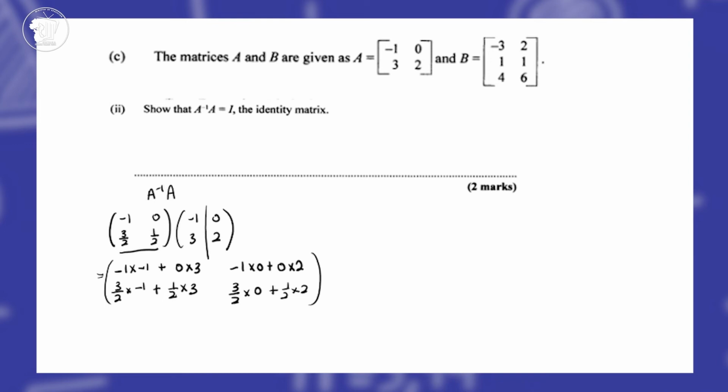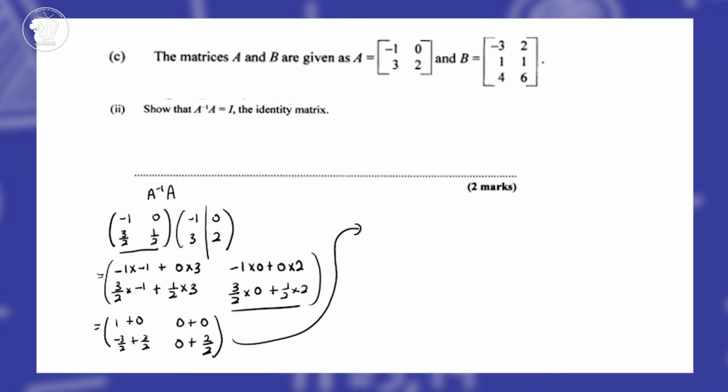And then we do some simplification. Negative 1 times negative 1 would be 1. Plus 0 times 3 would be 0. Let's work out this piece: negative 1 times 0 would be 0, plus 0 times 2 would be 0. Let's work out this piece now: 3 over 2 times negative 1 would be negative 3 over 2, plus 1 over 2 times 3 would be 3 over 2. Move on to this piece now: 3 over 2 times 0 would be 0, plus 1 over 2 times 2 would be 2 over 2.